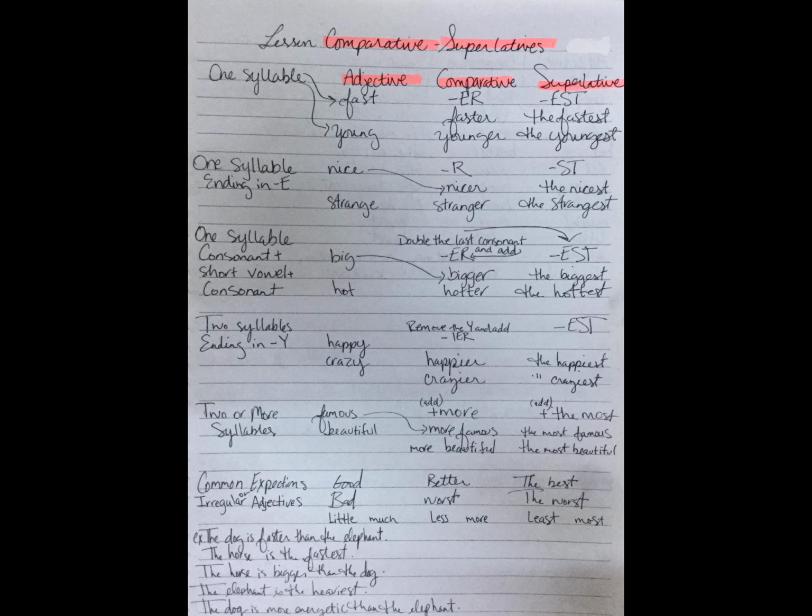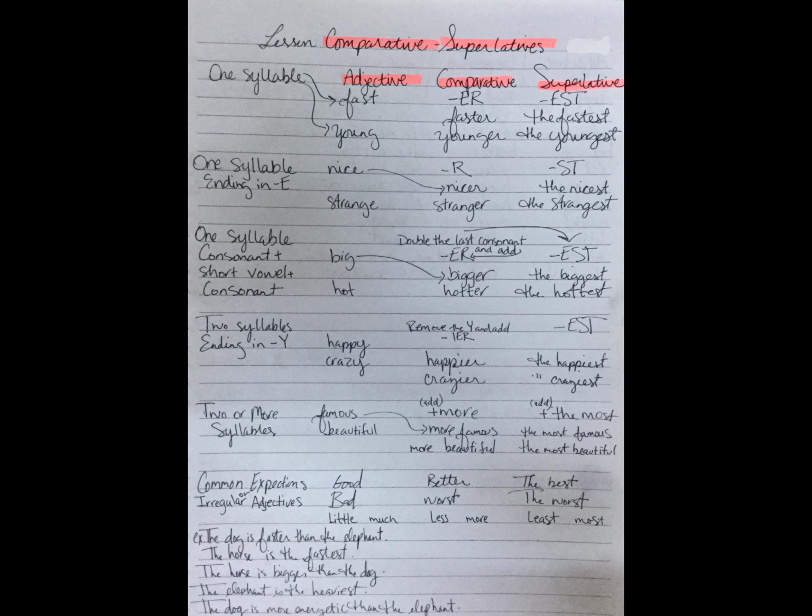Now, for two or more syllables, like famous or beautiful, for the comparative, we add more. So we have to say more famous. And for beautiful, we say more beautiful for the two or more syllable words. For the superlative, it becomes the most famous, and for beautiful, it becomes the most beautiful because we're comparing between three.